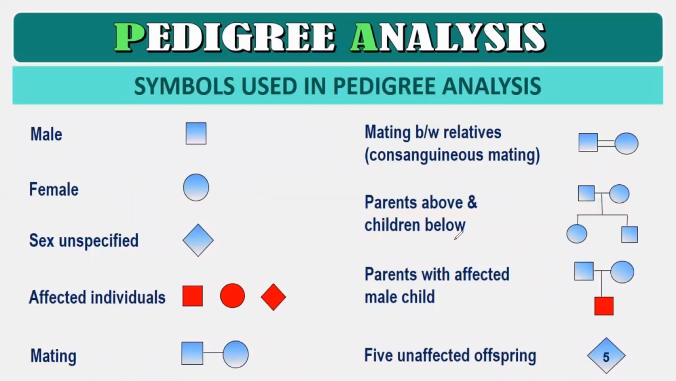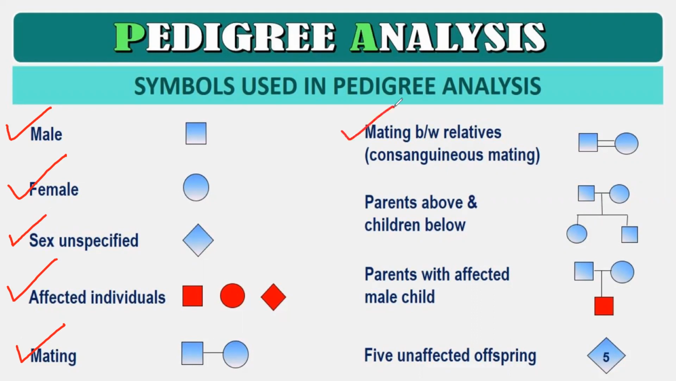What are the symbols that are used in pedigree analysis? The symbols that are used in pedigree analysis are given: male, the square; female is a circle; sex unspecified, diamond shape; affected individual, same shape but red in color; mating is just a single line between male and female.